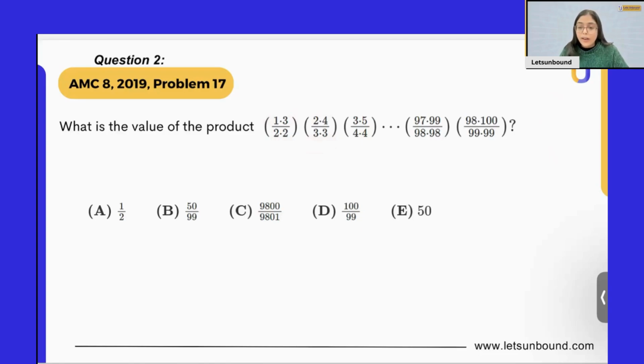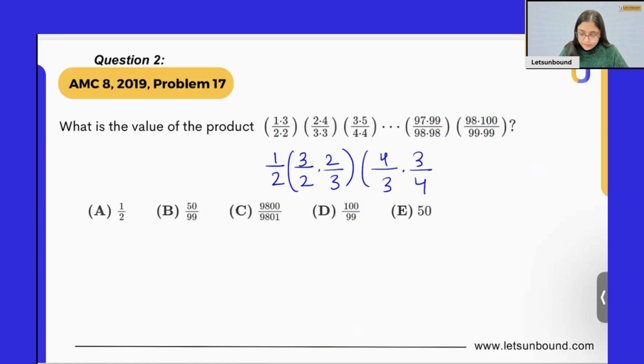Now just see what I'm going to do. Did you notice what I'm doing?